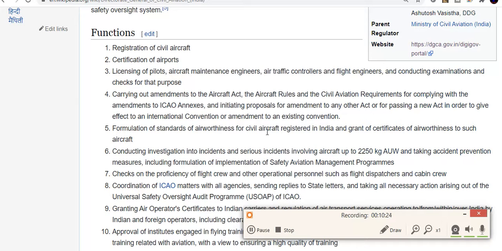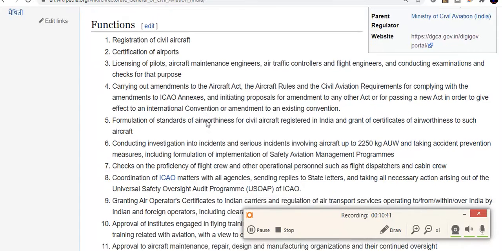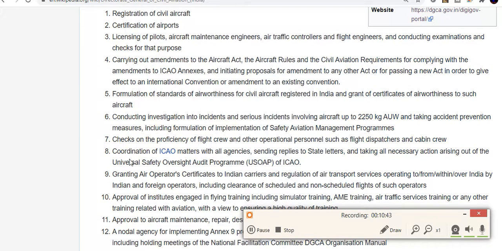So here, formulation of standards, standards of what? Standards of airworthiness of aircraft registered in India and certification of airworthiness to such aircraft. Okay, so whether a particular aircraft is airworthy or not, those are the standards. Apart from that, conducting investigation. Okay, so these are the proactive measures.